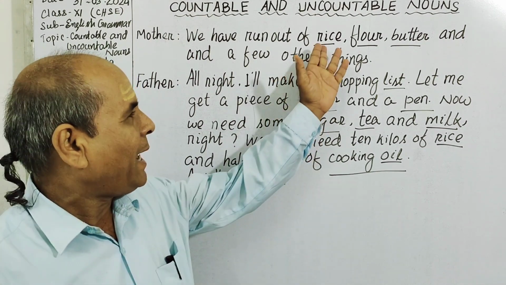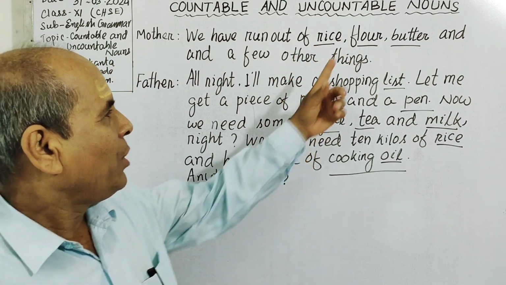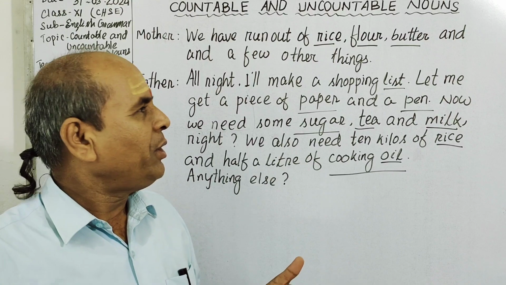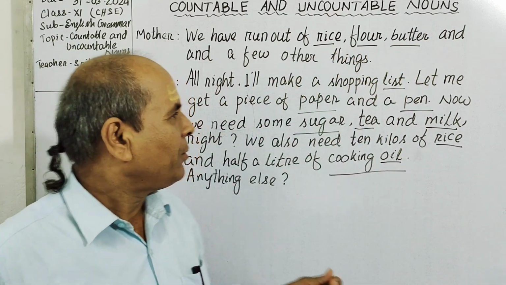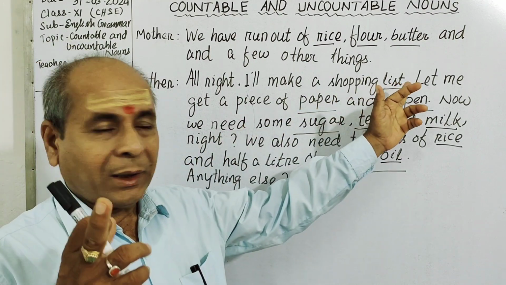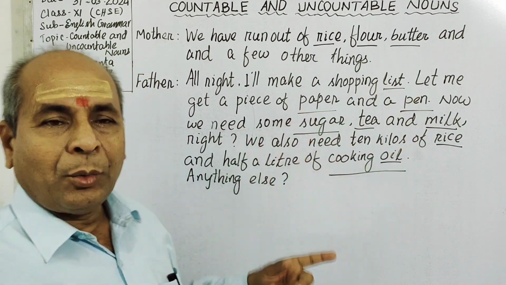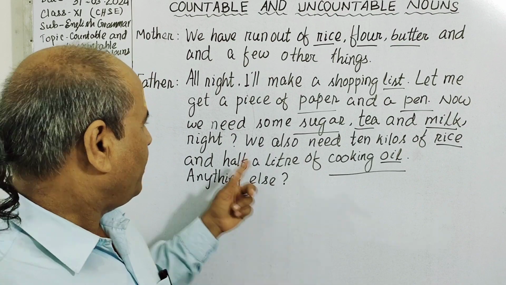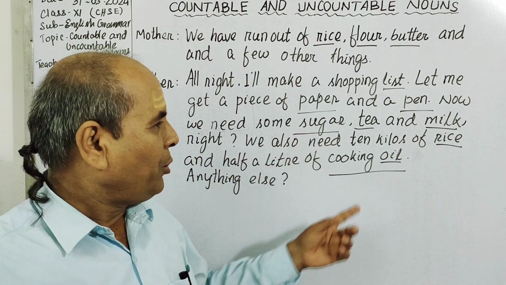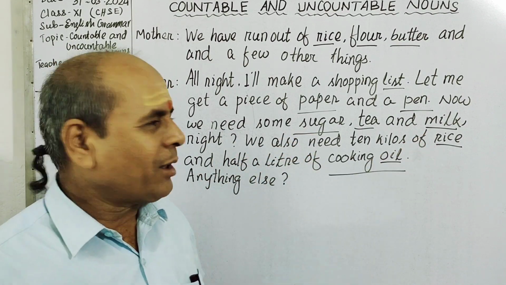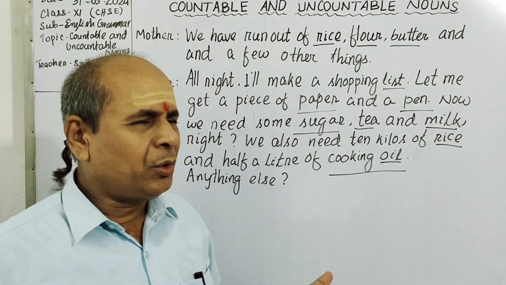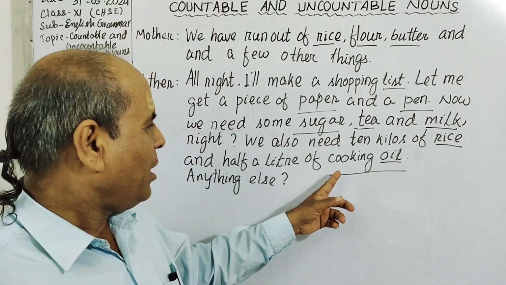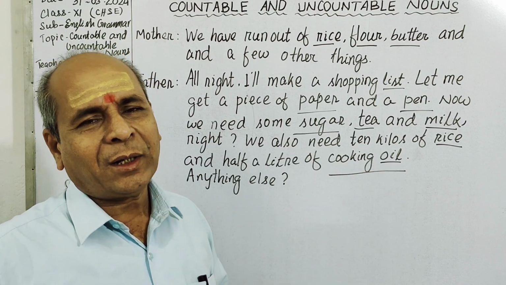Yes, you see here, rice, we cannot count it. Flour, we cannot count it. You can see here, butter, we cannot count it. But list, we can count it. Pepper, we cannot count it. You see, sugar, we cannot count it. Milk, no, we cannot count. And rice, we cannot count, only we can measure. Then oil, we cannot count.